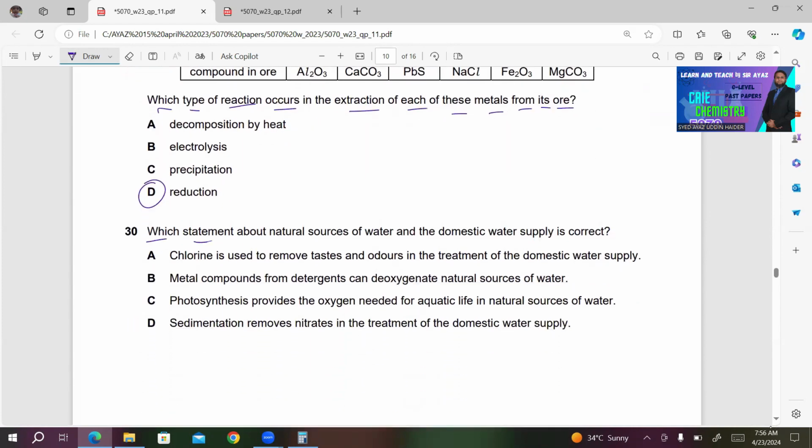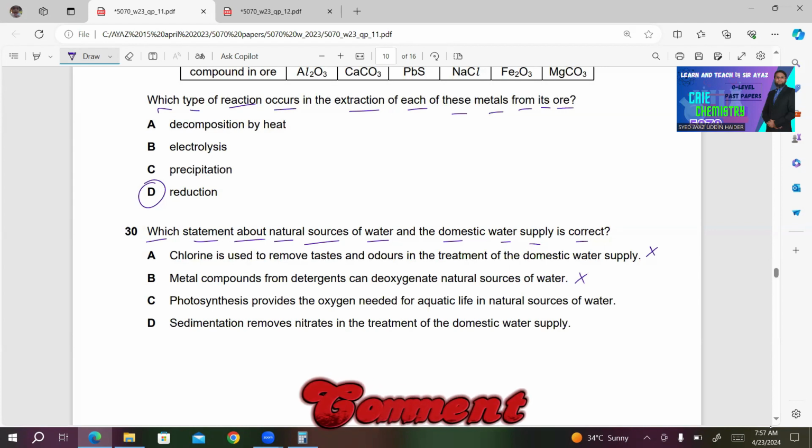30. Which statement about natural sources of water and the domestic water supply is correct? A. Chlorine is used to remove taste and odors in the treatment of domestic water supply. No, it's carbon or charcoal. Activated carbon or charcoal is used. B. Metal compounds from detergents can deoxygenate natural sources of water. This is also incorrect. They do not deoxygenate.